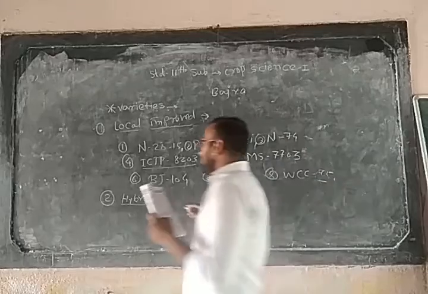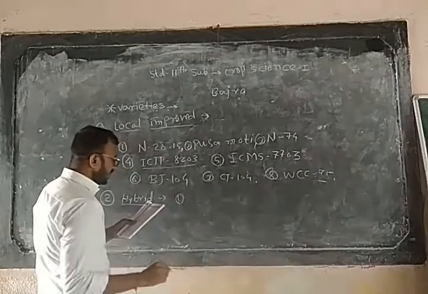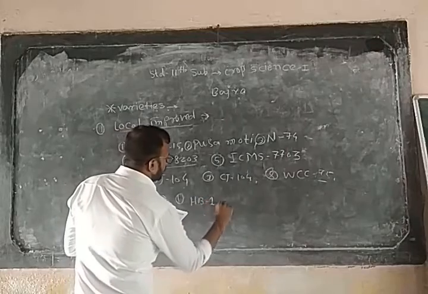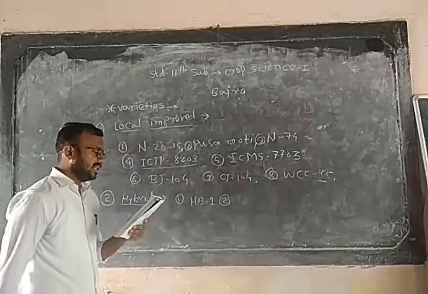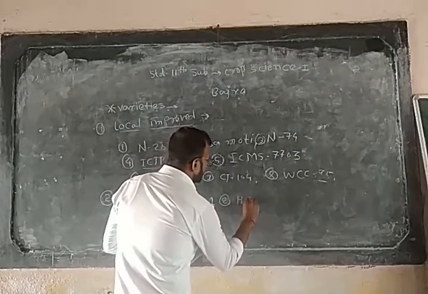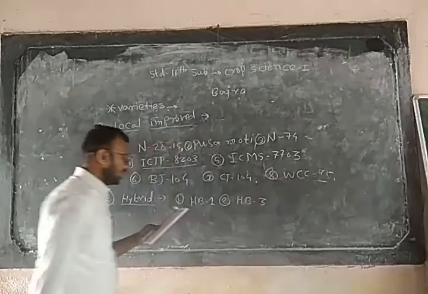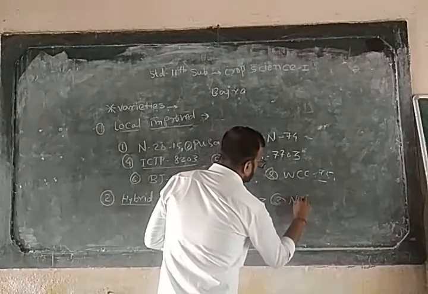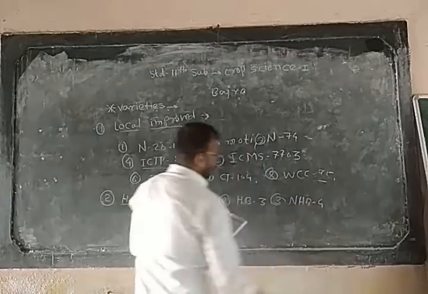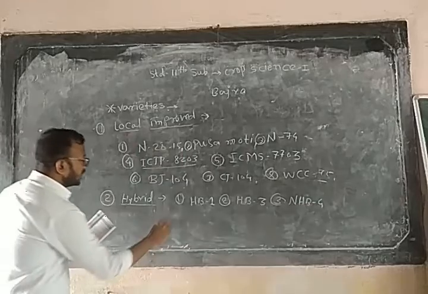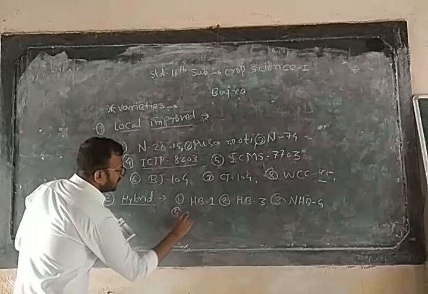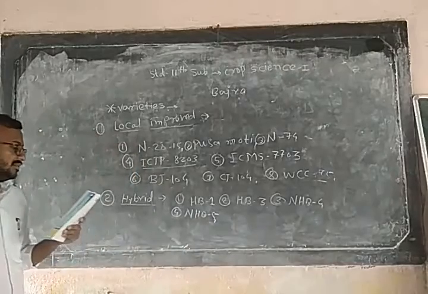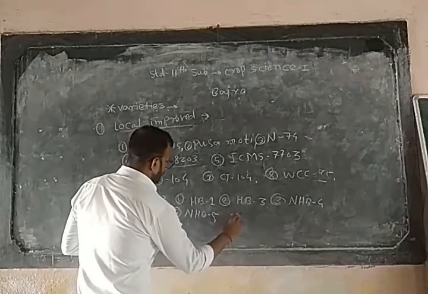Then which are the hybrid varieties? The first hybrid variety is HB1. HB1 is the first hybrid variety of bajra. Second, HB3. Third variety is NHB4. Fourth variety is NHB5. Then NHB10, the fifth variety.